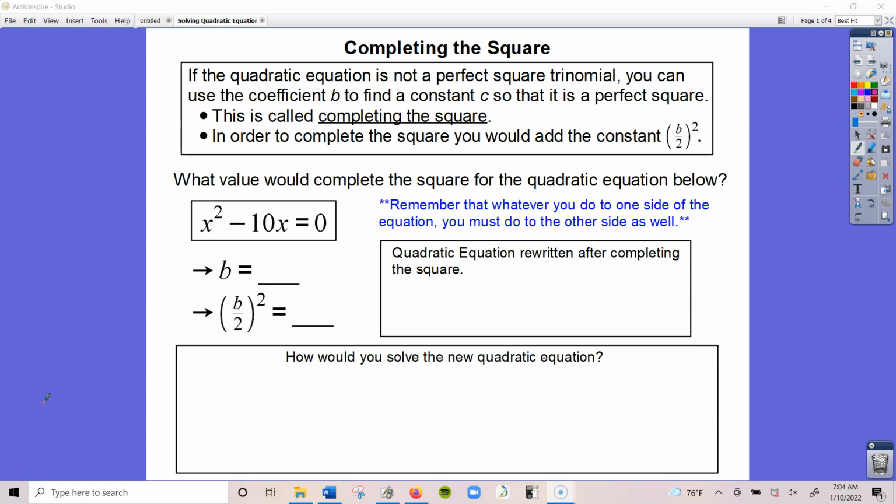Hey guys, today we're going to learn how to solve a quadratic equation by completing the square. Now, just a couple of things before we get into this lesson. A perfect square is anything that you can easily square root.